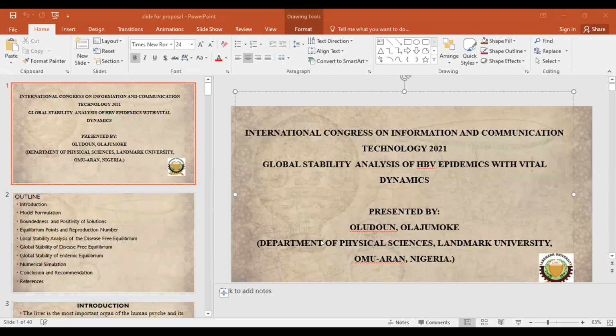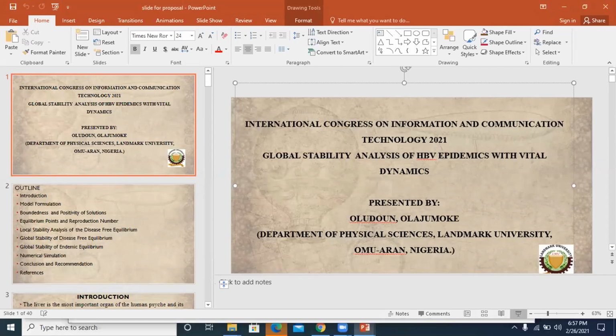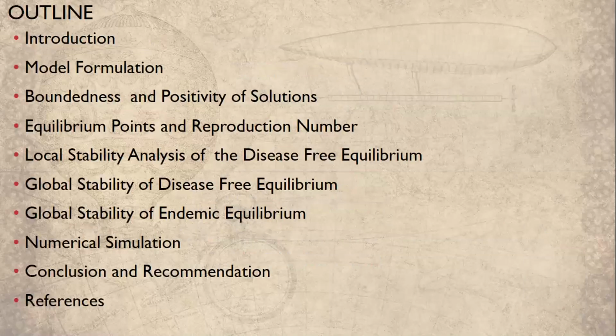I'm here to make a presentation titled Global Stability Analysis of HBV Models with Vital Dynamics. I'll be guided by the following outline: the introduction, the model formulation, the boundedness and positivity of solutions, the equilibrium points and reproduction number, the local stability analysis of the disease-free equilibrium, the global stability of the disease-free equilibrium, the global stability of the endemic equilibrium, the numerical simulations, and our conclusions.